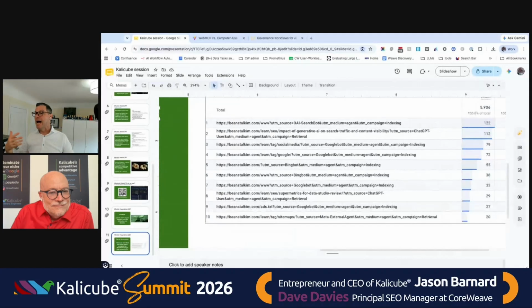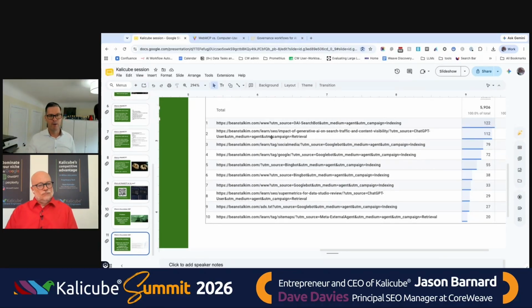It actually detects retrieval agents coming in, whether it's an indexing agent or a retrieval agent. A retrieval agent is when a user is in ChatGPT putting in a query, and the retrieval agent comes out and visits your site for a fraction of a second just to retrieve the content from it. So this is my way of looking at the impact of generative AI on search traffic. ChatGPT's retrieval agent visited that 112 times. Now I know what content I should produce. Before, this has been invisible to all of us, but I built a WordPress plugin.